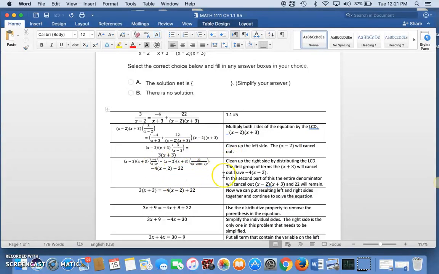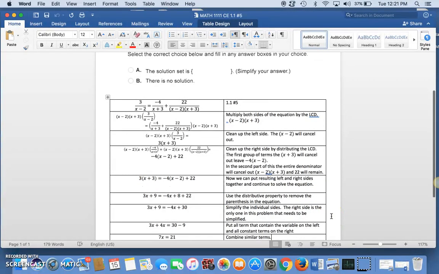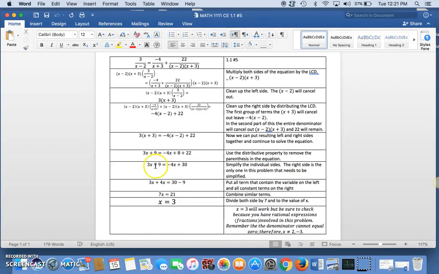Once you've cleaned up the left and the right, then put it back together: left side equals right side. Okay, now you get down to just a basic linear equation that should be relatively simple to solve. We go through 3 times x, 3x, 3 times 3 is 9. Negative 4 times x, negative 4x, negative 4 times negative 2 is 8, and bring down the 22.